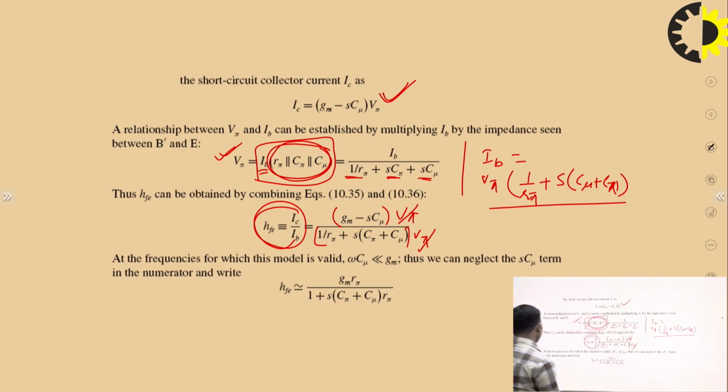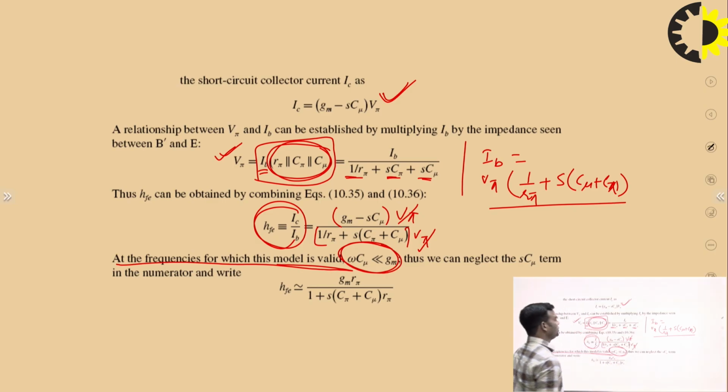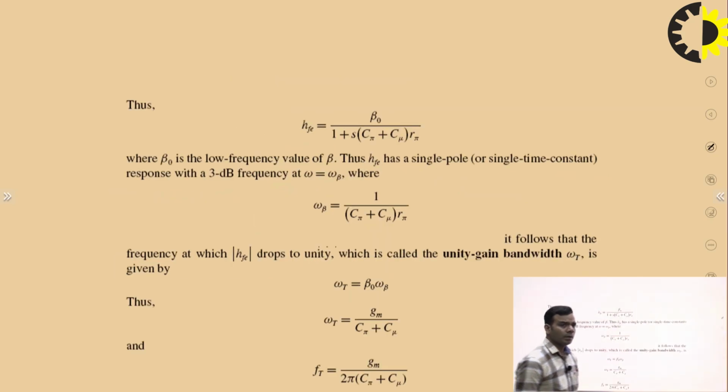Now, as you know, at the frequencies for which this model is valid, that means for the high frequencies, omega C mu is much less than Gm. That means we can approximate that S C mu will be very small. So you can easily write hFE is equal to Gm, and if you take its LCM, you will get Gm R pi upon (1 + S R pi (C pi + C mu)). So this is how you can find out hFE.